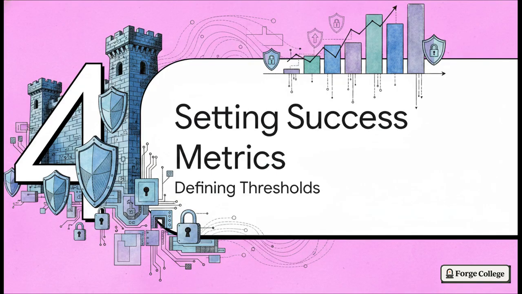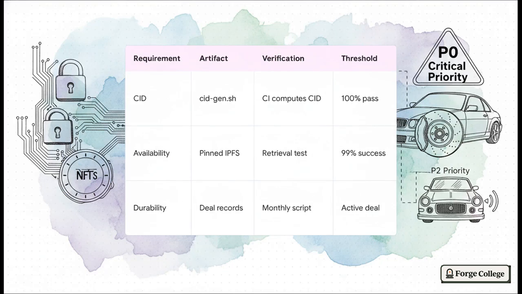All right, let's look at part four, setting success metrics, where we define our P0, P1, and P2 thresholds. With our digital defenses all sketched out in orange ink, let's figure out exactly what numerical metrics make this blueprint a true success. This table is brilliant at demystifying the whole process. We match each requirement right to its artifact, its verification method, and its threshold. Think of a P0 critical priority, like requiring a car to have working brakes, right? It's literally non-negotiable. Meanwhile, a P2 priority is more like having a nice stereo. It's super great to have, but you can still safely drive the car without it.